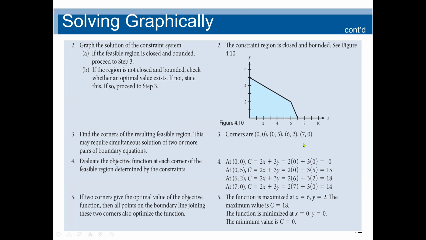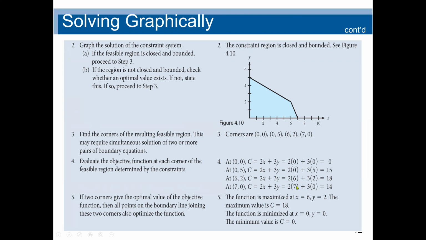When we get those points, we insert them into our objective function. Here, we evaluate the objective function at each corner of the feasible region determined by the constraints. The objective function given to us is C equal to 2x plus 3y. So 0, 0 means x is 0, y is 0, so we have 0. The second point is 0, 5, so we plug in 2 times 0 plus 3 times 5, which gives us 15.